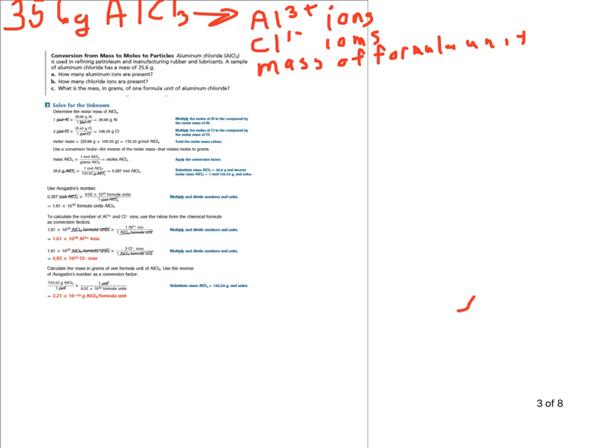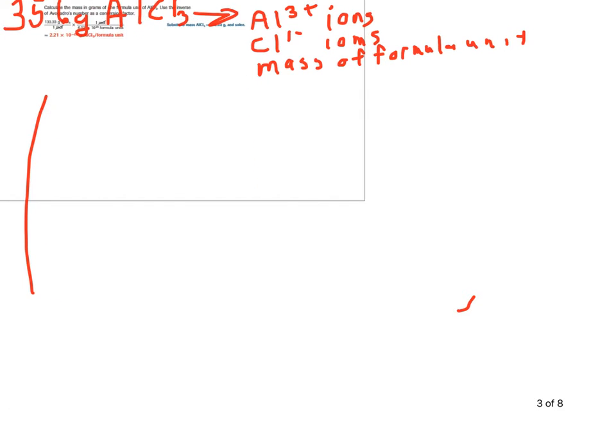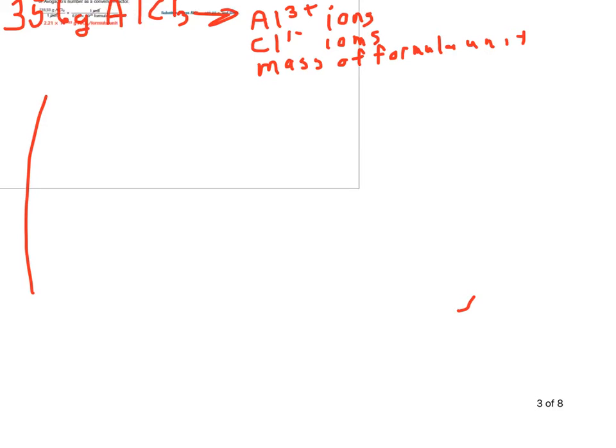The textbook goes through a routine, gave it to you here, of how to solve this problem. You can use their method, slightly different than the method I'll be showing you. Both work well. Mine just flows through a little bit better. We'll get rid of the problem now, get it out of the way, and then we'll go through solving the problem.